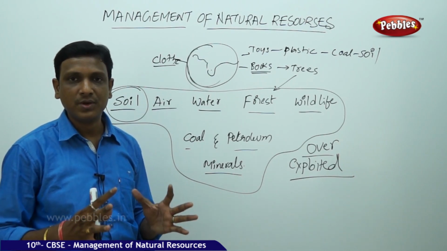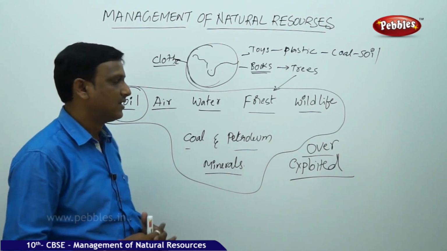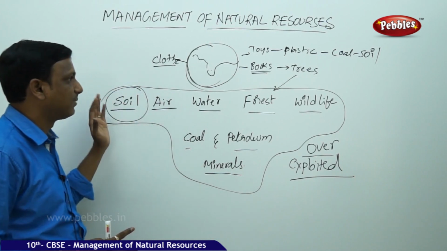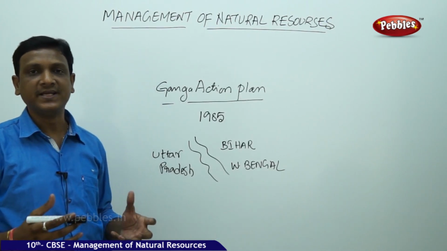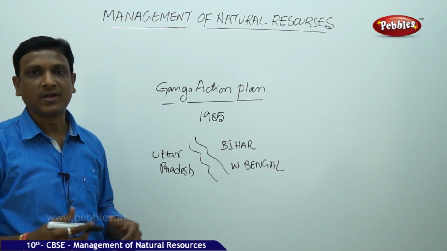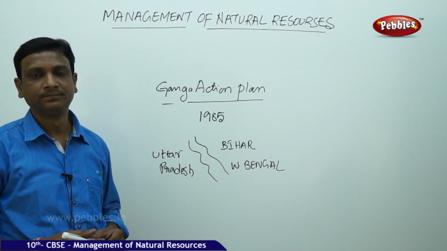So we need to judiciously, properly, righteously use the natural resources. That is the concept explained in this chapter. So when there is a discussion about any issue, the people talk about that. Say for example, pollution of river Ganga.